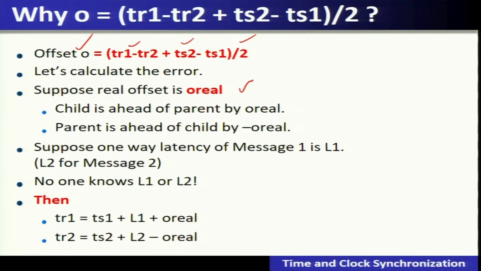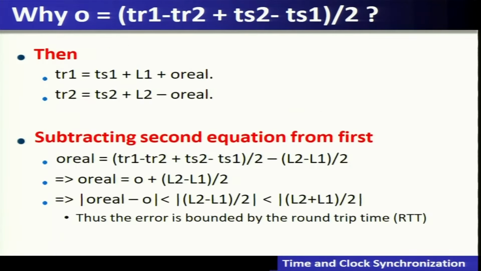Let us say that the real offset is O real. So, the child is ahead of the parent by O real, and the parent is ahead by minus O real. Suppose the one way latency of message 1 is L1 and for message 2 it is L2; no one knows L1 and L2. So, there are 2 equations. Now, using these 2 equations you can solve for O real.